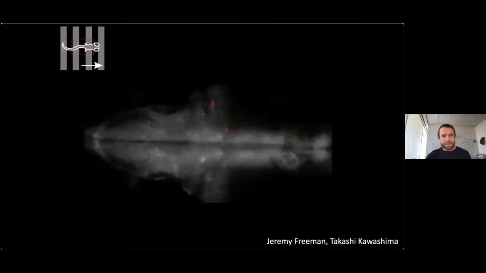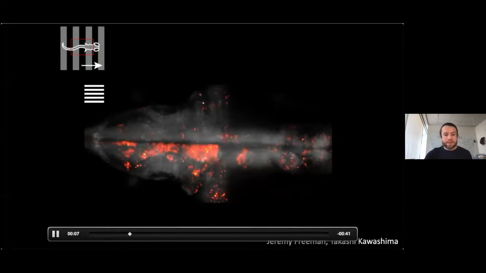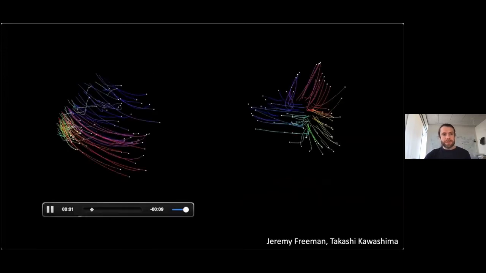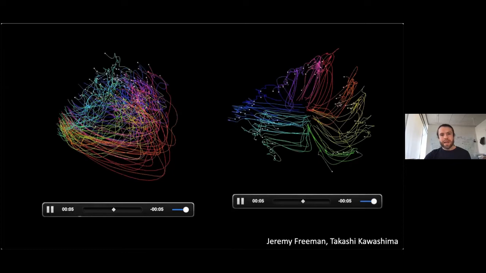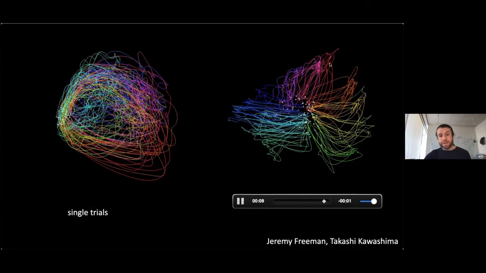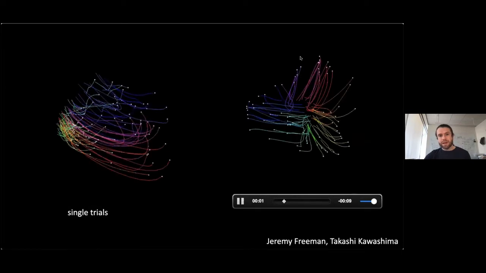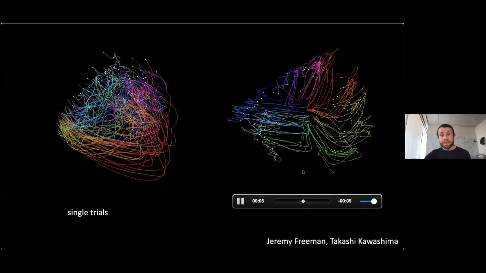So this is one trial. Here's the next trial. So the point on the circle tells us where we are in time, and here the point on the circle from a given trajectory tells us where we are in angle space. So which angle did the stimulus go through?